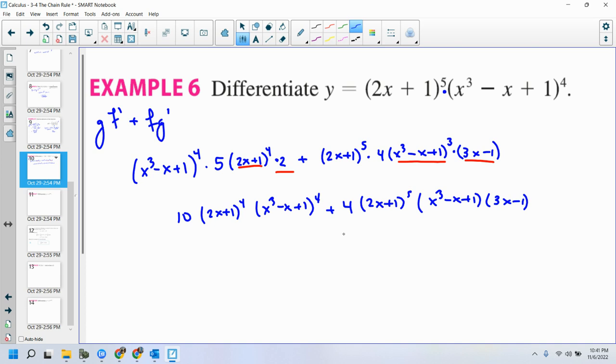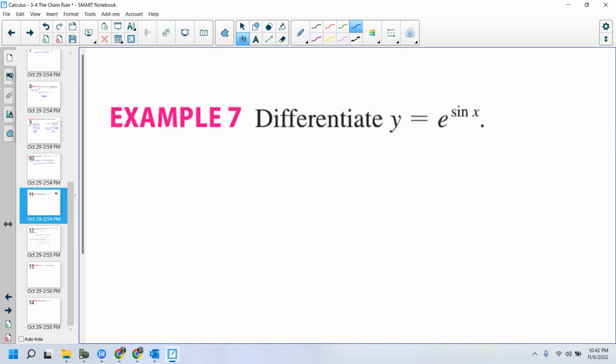I could pull out a 2x to the 4th and the x to the 3rd minus x plus 1 to the 1st power. Oh, did I forget it to the 3rd? Yeah, I did. To the 3rd. I could pull out that x to the 3rd minus x plus 1 to the 3rd. But really, that's not going to do anything. Okay, we'll leave it as that then.